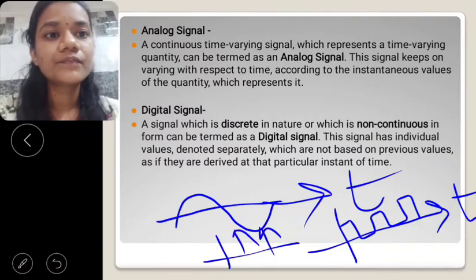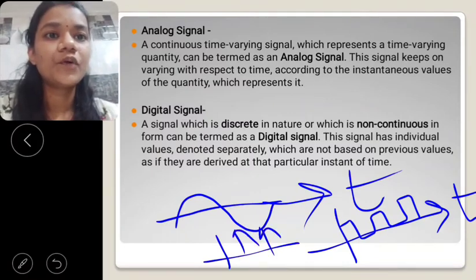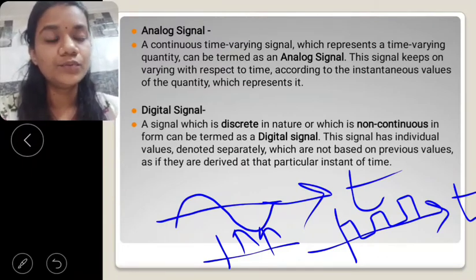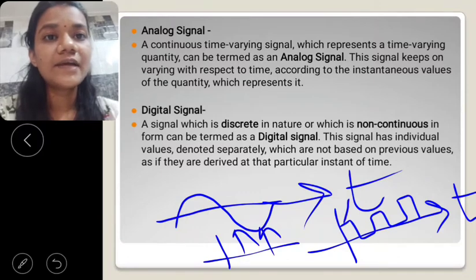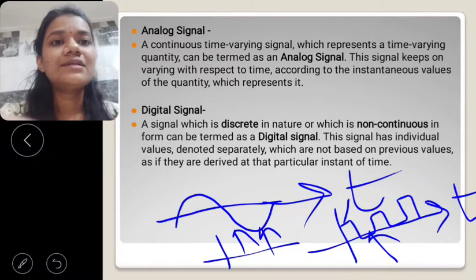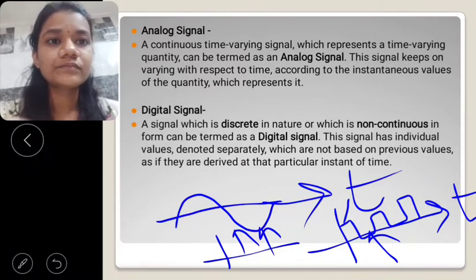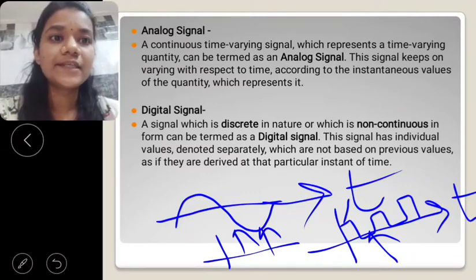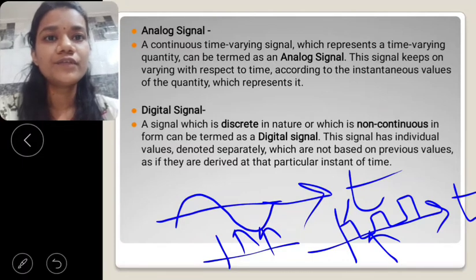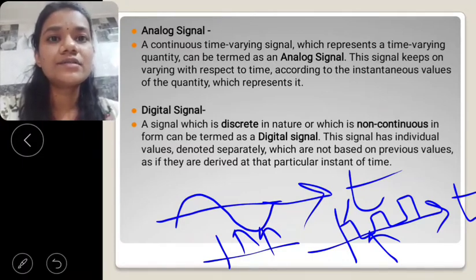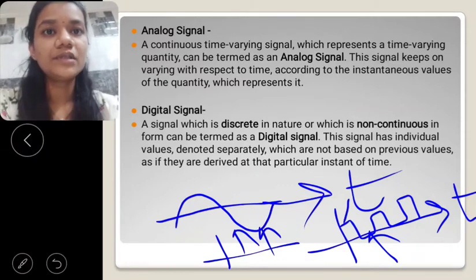This is a non-continuous or discrete signal. This signal has individual values. As I said, if it is high it means 1, and on the x-axis it means 0. The signals have individual values denoted separately and are not based on the previous value, as if they are derived at a particular instant of time. So this is nothing but your digital signal.